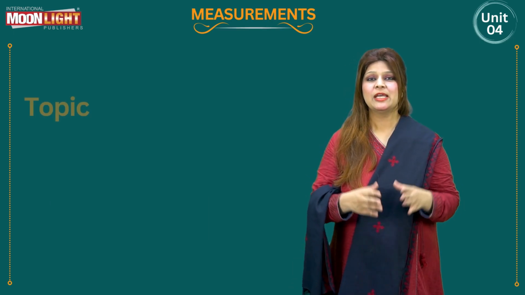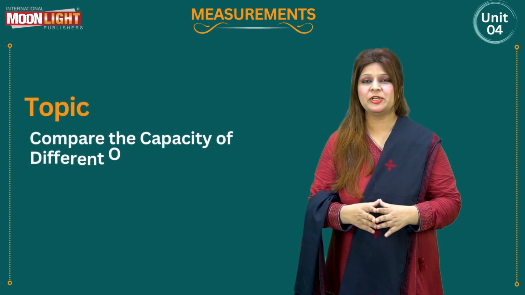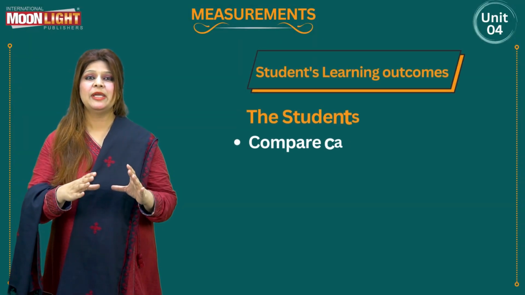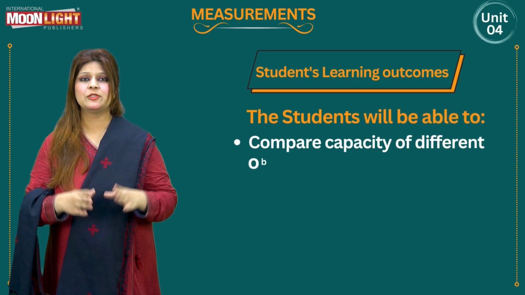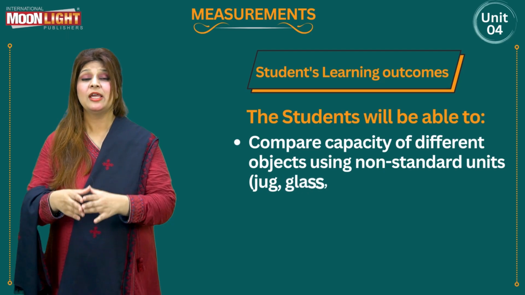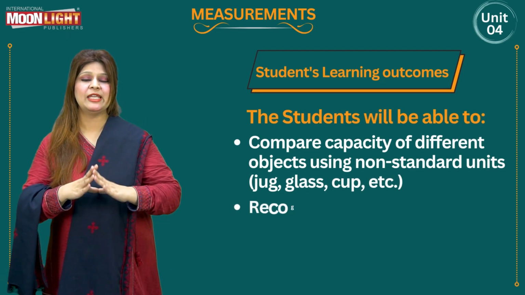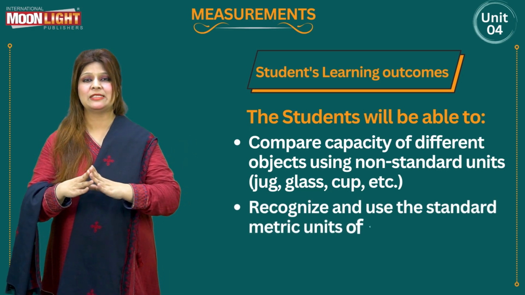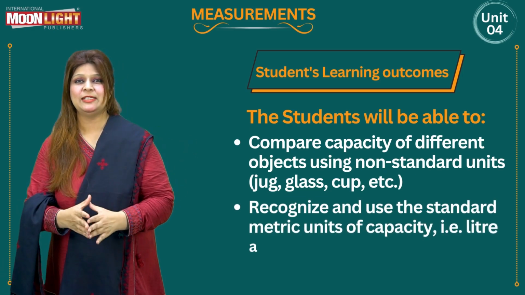Today my topic is compare the capacity of different objects. By the end of this lesson, you will be able to compare capacity of different objects using non-standard units, that is jugs, glass, cup, etc. And we are going to do one more thing, that is recognize and use the standard metric units of capacity, that is liter and milliliter.